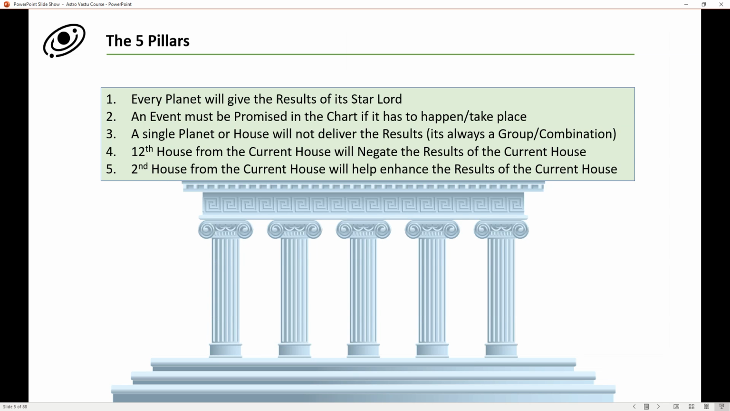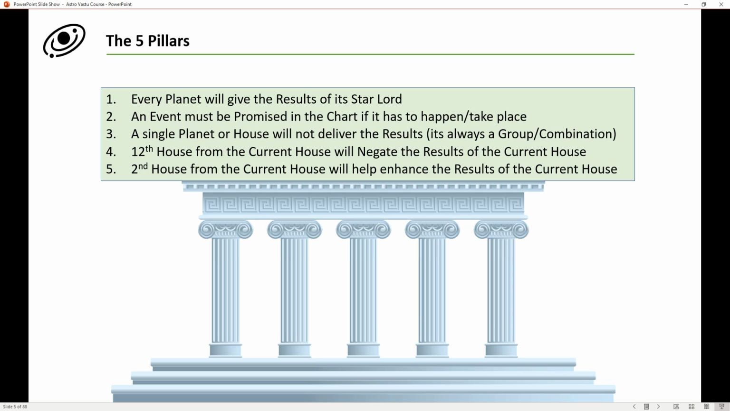The second rule clearly says that an event must be promised in the chart if it has to take place. Say for example, you come across a chart where the native wants to find out when he or she will get married. Before you time an event, you will have to first see whether the event is promised. Only if the event is promised, you will go to step 2, which is to see when the event will probably take place. Otherwise you don't even have to see step 2.